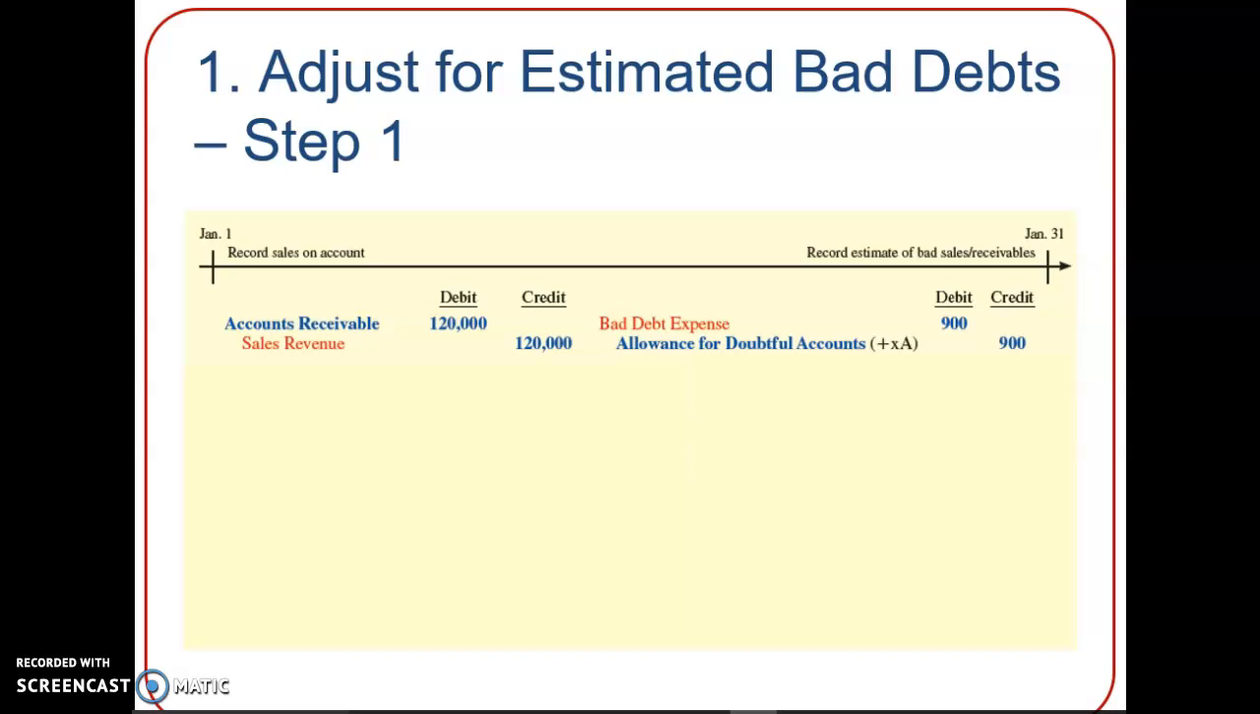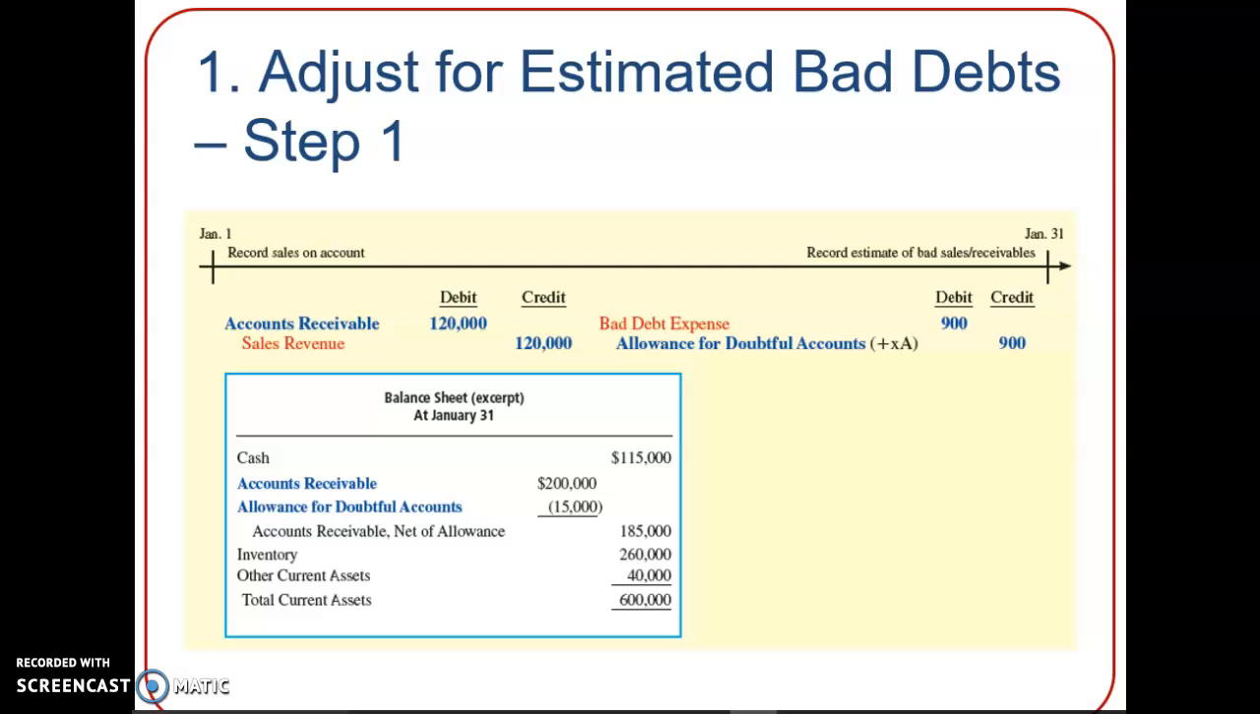But here, assume after our method, we know we have an estimated number. And then on the credit side, remember we introduced a new contra asset account, the allowance for doubtful accounts, that's 900. And then blue entries go on the balance sheet. Red ones go on the income statement.